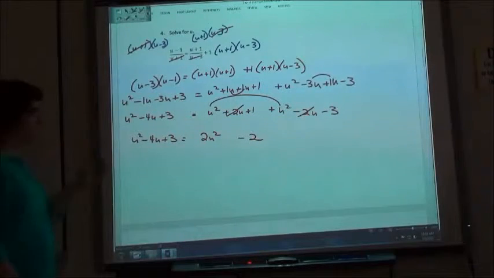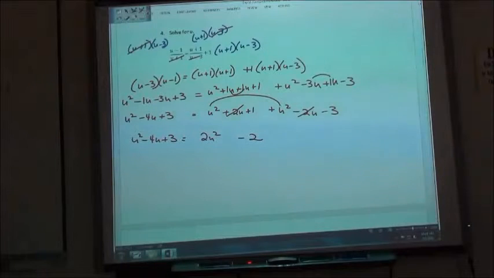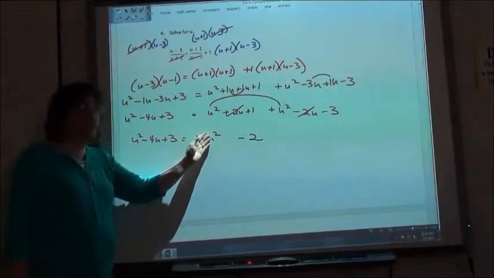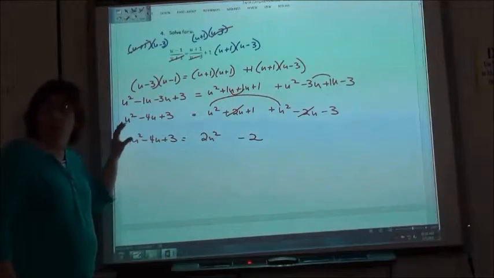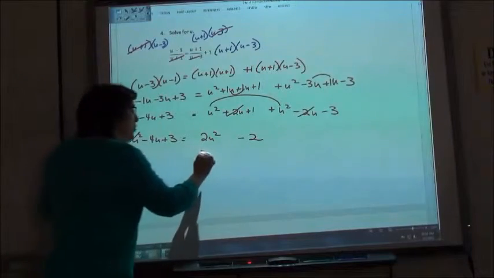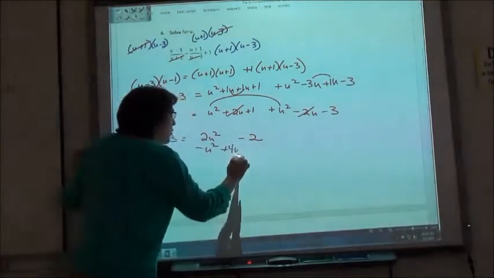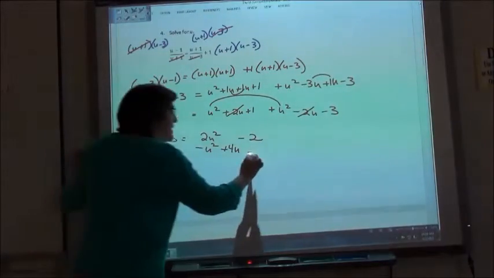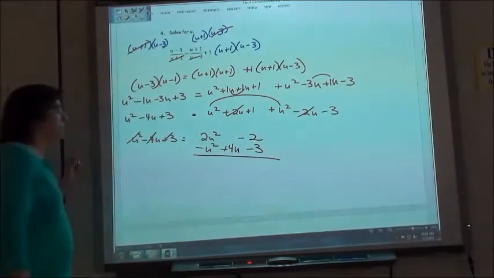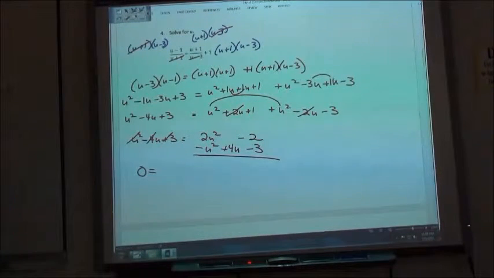Now, we're still working with these squared things, so we know we have to set it equal to 0, right? We always want our u squared to stay positive. Since this one's bigger than this one, we're going to move these 3 over here. So we're going to minus our u squared. We're going to end up adding our 4u and minusing our 3. So 0 is going to equal 2.